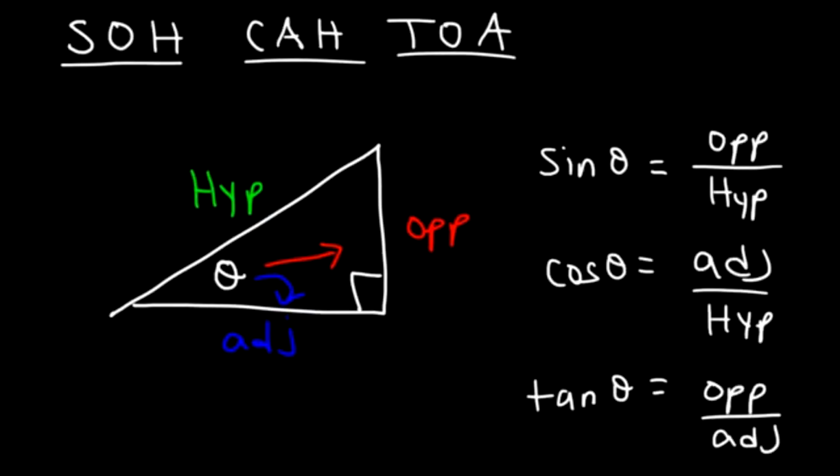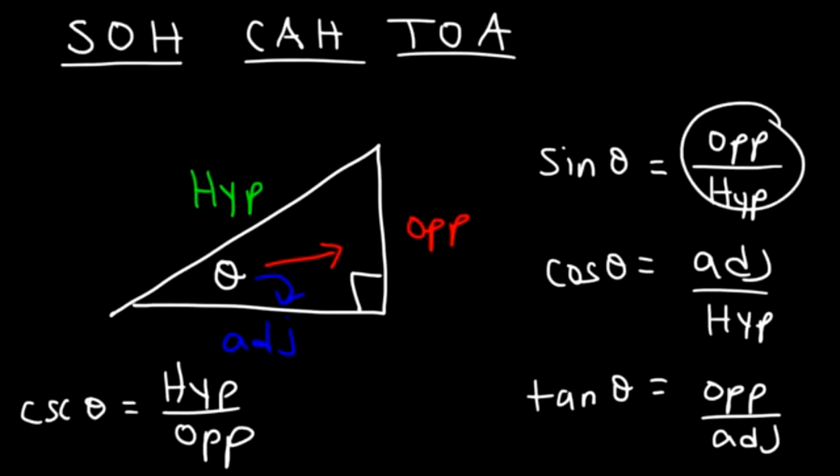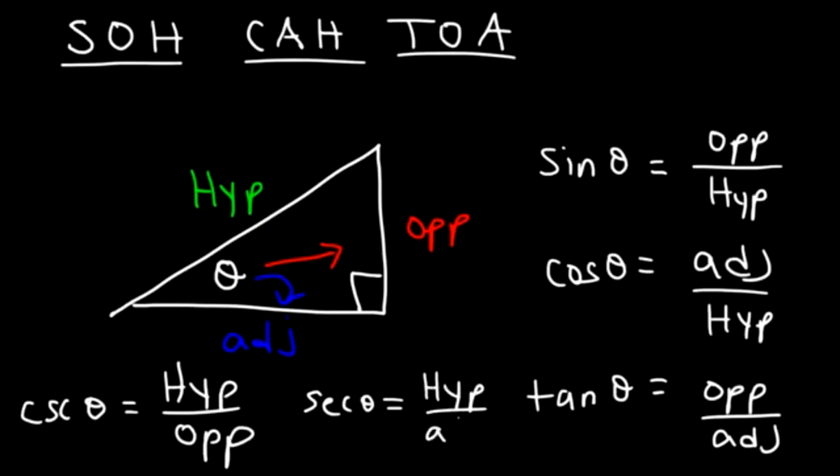It's opposite over adjacent. Now we know that cosecant is 1 over sine. So cosecant is basically hypotenuse divided by the opposite side. You just need to flip this particular fraction. Secant is the reciprocal of cosine, so secant is going to be hypotenuse divided by the adjacent side. Cotangent is the reciprocal of tangent. So if tangent is opposite over adjacent, cotangent is adjacent divided by the opposite side.